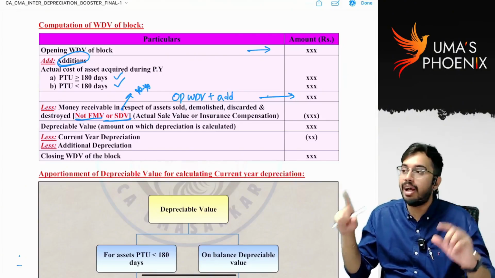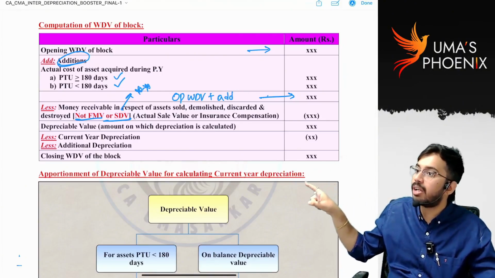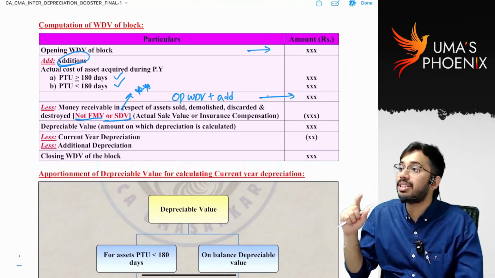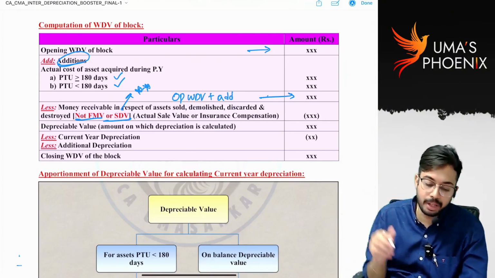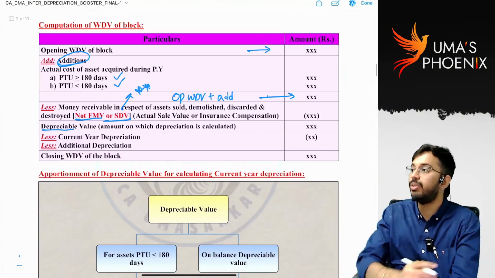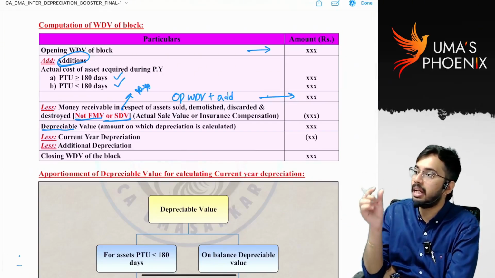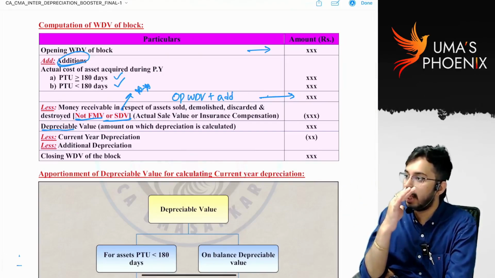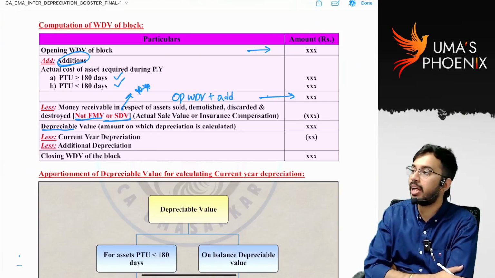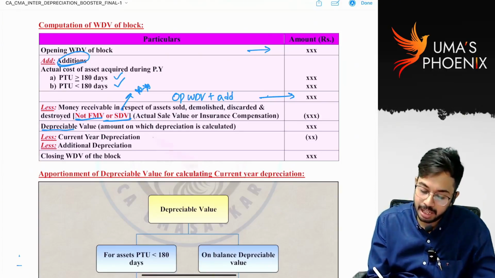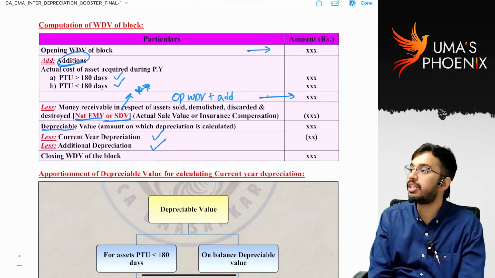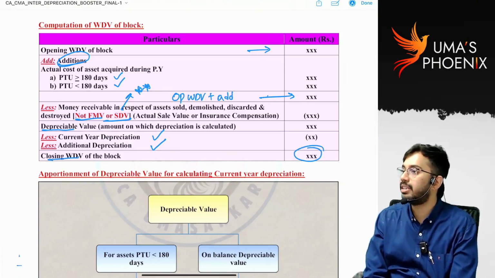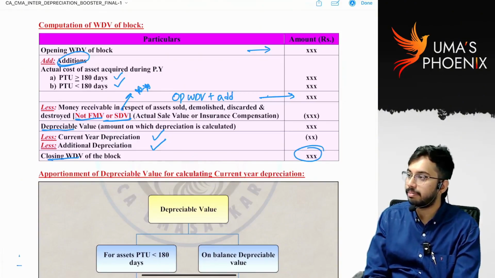So opening written down value plus additions, from that you will reduce assets sold, you will reduce sale value of the assets sold, thereby you will arrive at depreciable value. The word itself is saying depreciable value. That means that is the amount which is eligible for depreciation. On depreciable value, we are going to calculate depreciation. We will reduce current year depreciation. We will also reduce additional depreciation. Thereby, we will arrive at closing written down value of the block. Is it clear? This is the format.